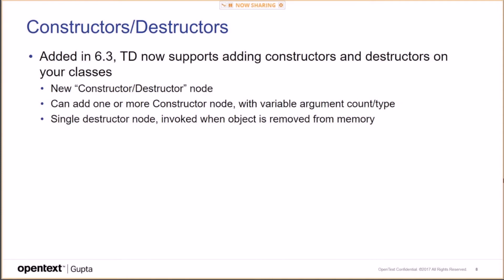So in 6.3 we added constructor and destructor nodes in the code. You can add one or more constructor nodes with variable argument count and type. So the same thing that we added for functions is available for constructors. And the default constructor is the constructor that has no parameter, and the others can be called by yourself. And there's a single destructor node invoked when an object is removed from memory.